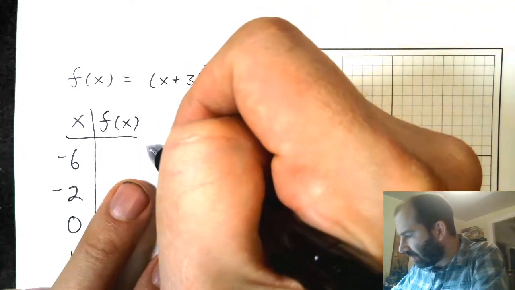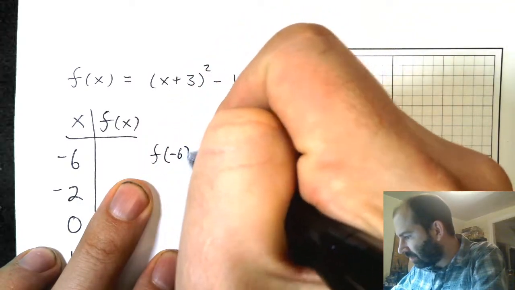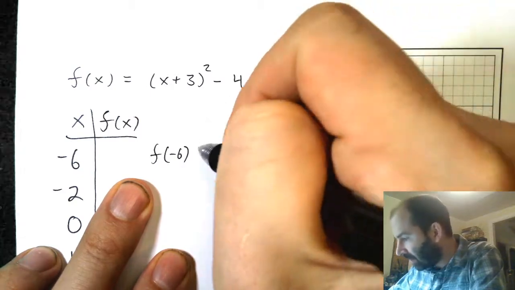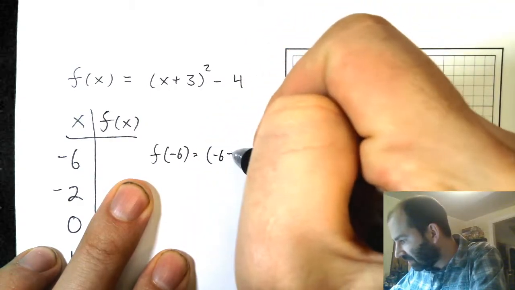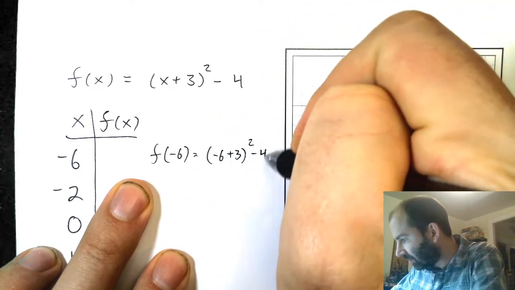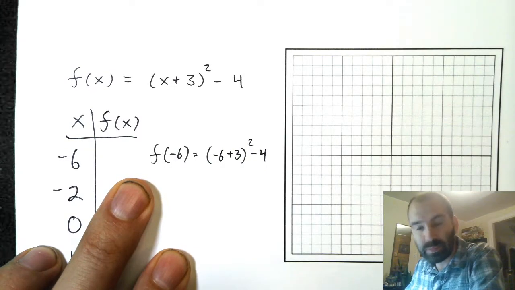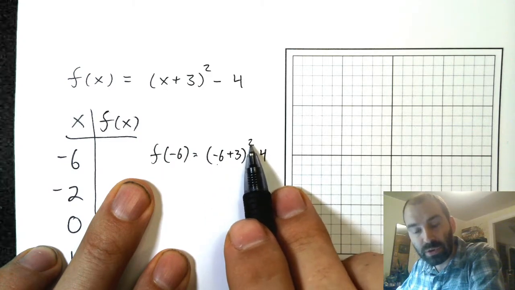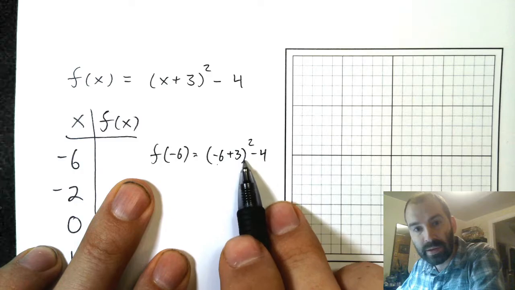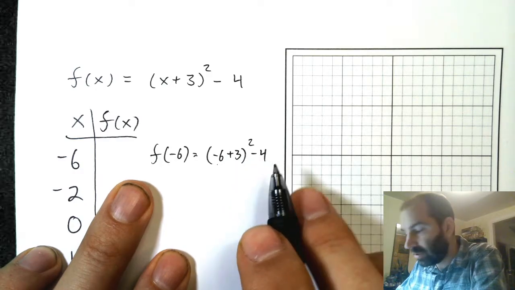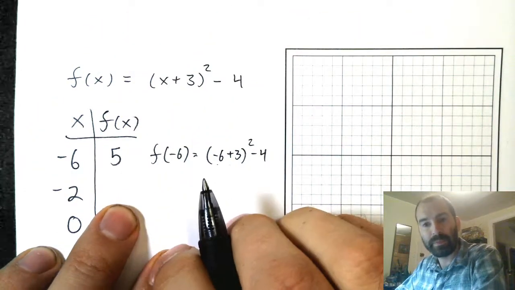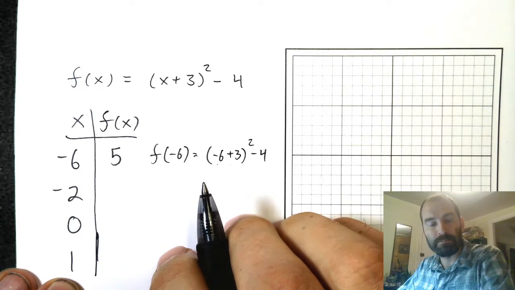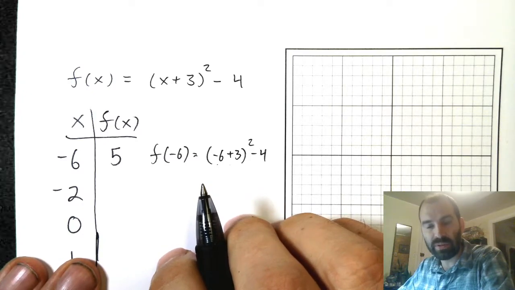So let's see what -6 gives us. Plug -6 in for x. Well, that's going to be (-6 plus 3) squared minus 4. All right, I'm just replacing the x with -6. Well, that's -6 plus 3 is -3. If you square it, you get 9. Minus 4 is 5. Okay? Plugging it in and evaluating the function.